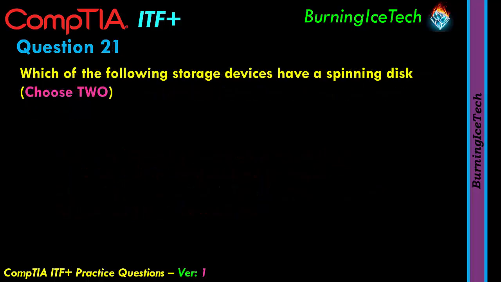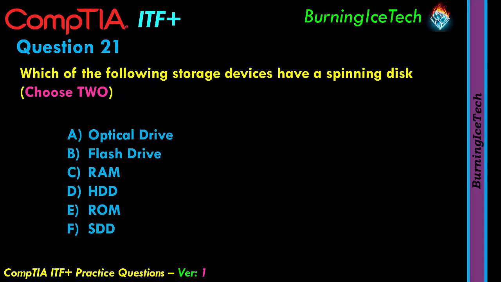Question 21. Which of the following storage devices have a spinning disk? Now you guys are going to notice we need to choose two answers now. So I've got 6 answers for you guys to choose from. And I'm looking at these 6. Which two would you guys say has a spinning disk? So they're all storage devices of some kind. You guys will notice that. But out of all of these, which are storage one way or another, which of them have a spinning disk?